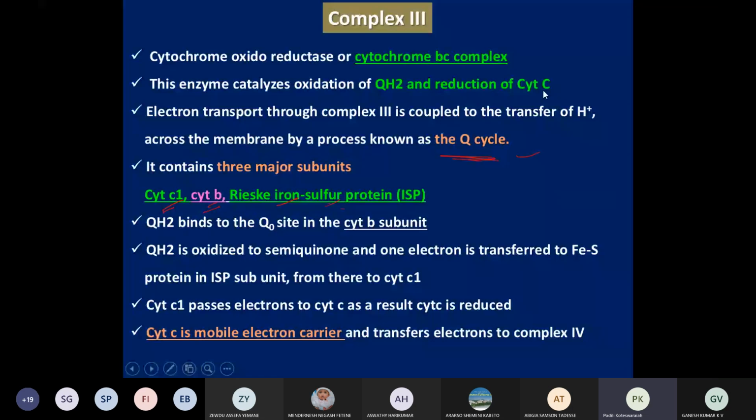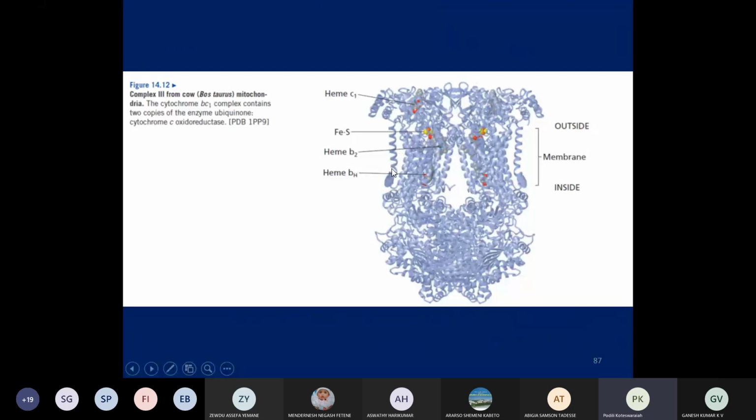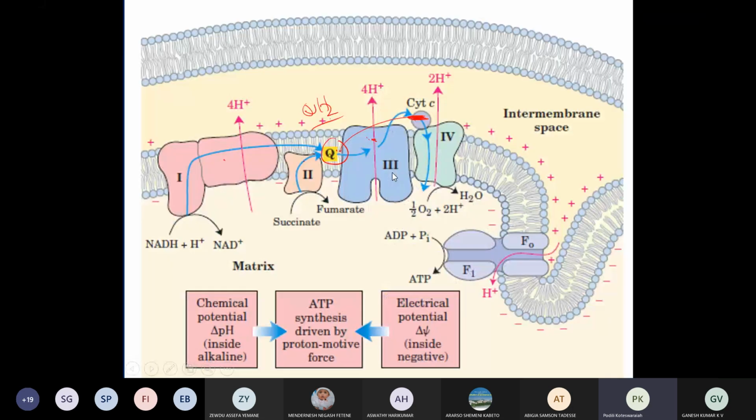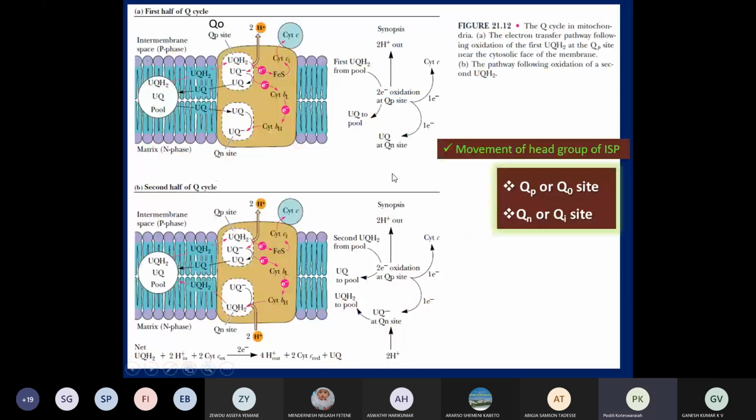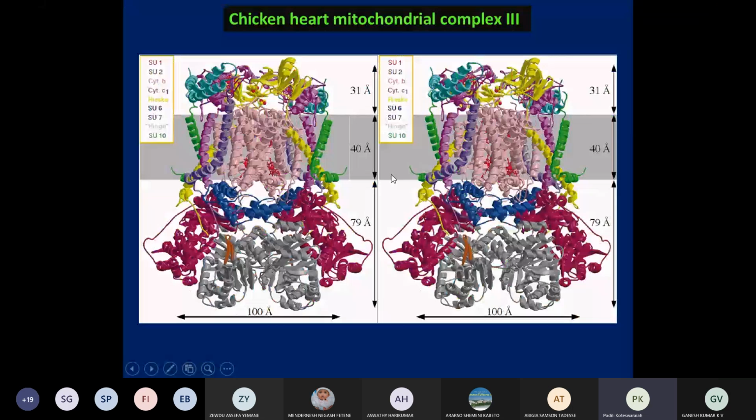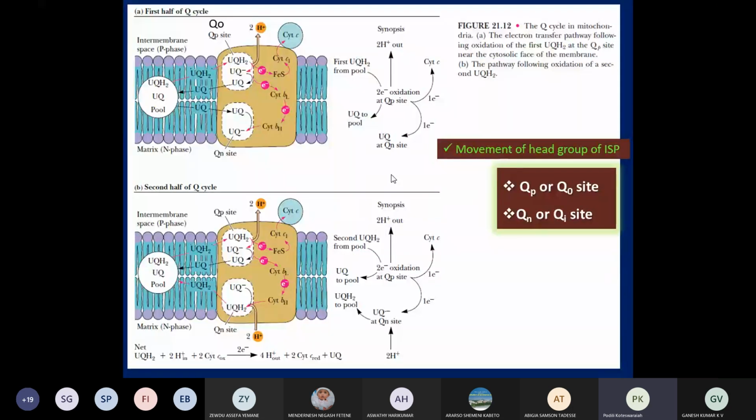Ubiquinol is a mobile carrier, and cytochrome C is also a mobile carrier, but complex 3 transfers electrons from ubiquinol to cytochrome C. As I already said, this complex 3 has 3 subunits, and it has cytochrome C, cytochrome B, and many iron sulfur clusters.